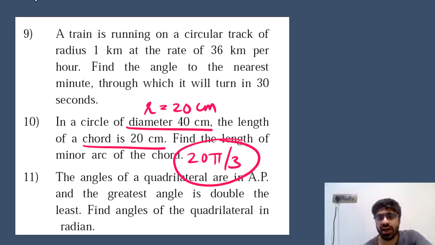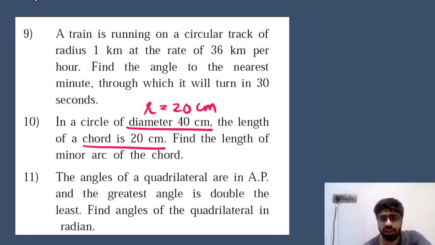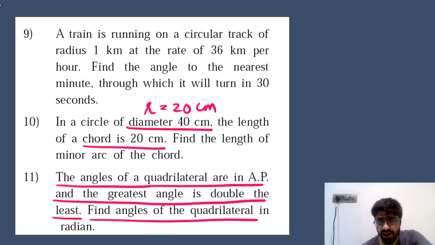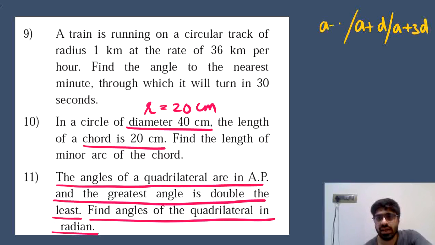The angles of a quadrilateral are in an AP and the greatest angle is double the least. Find the angles of the quadrilateral, but the measures of those angles, we need them in radians. Okay. So let's take the angles of the quadrilateral as A plus D, A plus 3D, A minus D and A minus 3D. So these are the angles of your quadrilateral.